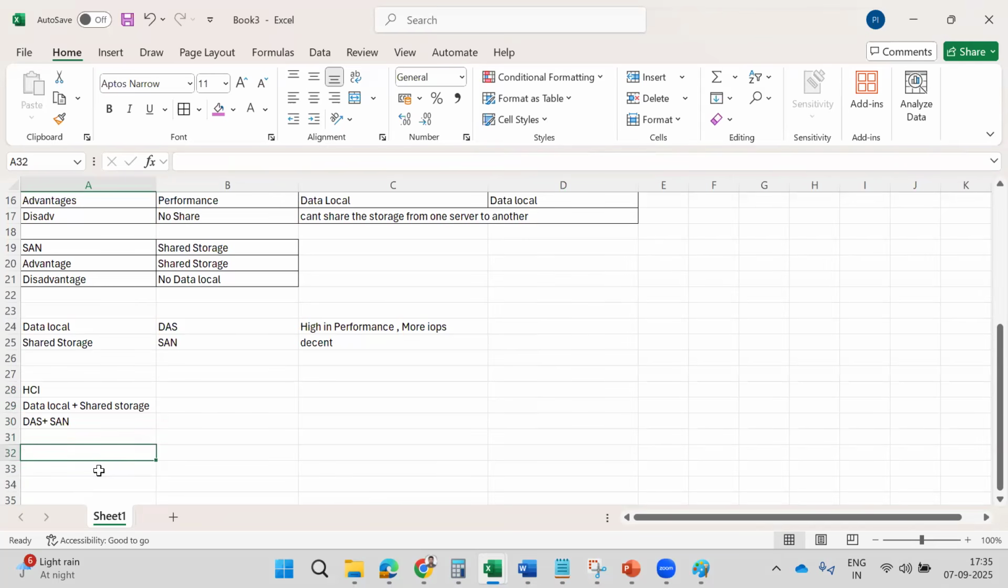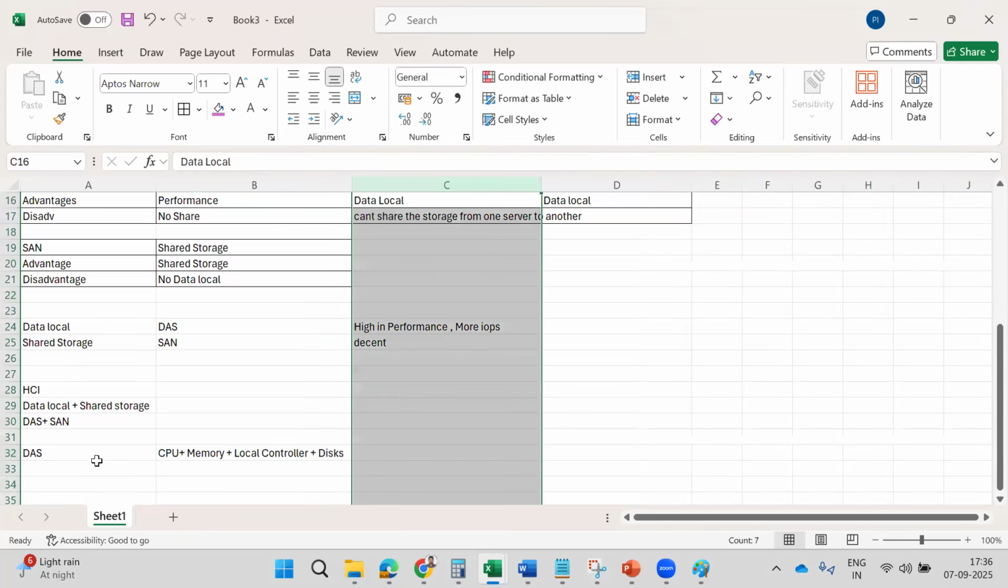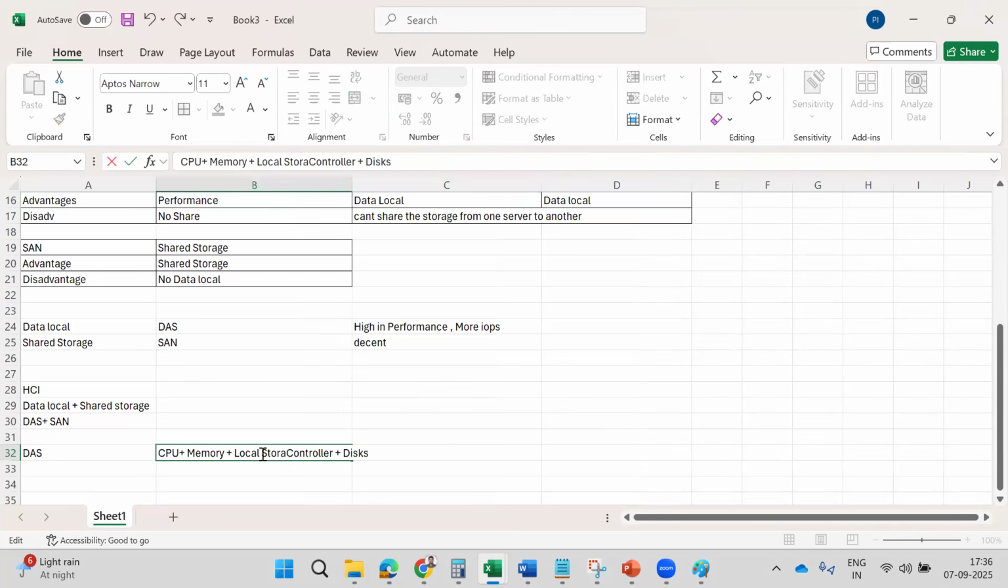So if it is a DAS server, I need CPU plus memory plus disk controller, or I can say local controller, then I need disks. These are my primary requirements if I need to set up a DAS. If I buy a server, or if you buy a laptop, the laptop will have CPU, memory, local storage controller. This is the local storage controller. Without a controller, you can't directly write the data to the disk.